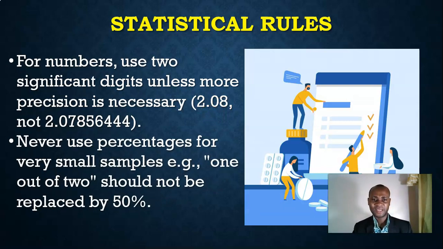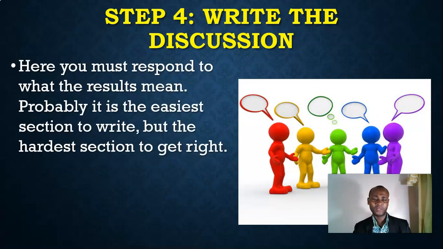Never use percentages for very small samples. Okay, so 1 out of 2 should not be 50%. So just write 1 out of 2 instead of saying 50%. Maybe you use only 20. Your sample consisted of 20 people, and then 10 of them said this. Instead of saying 50%, just write 10 of them said. Okay, it's more laudable than saying 50%.